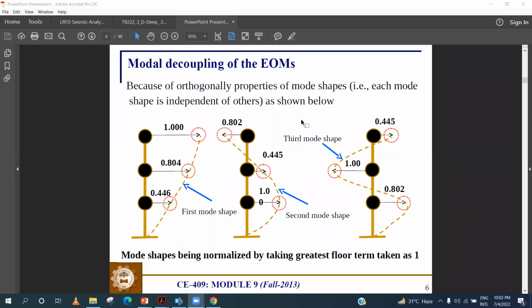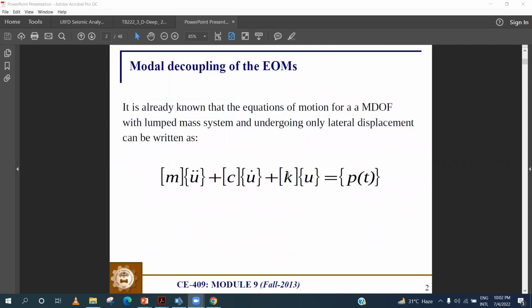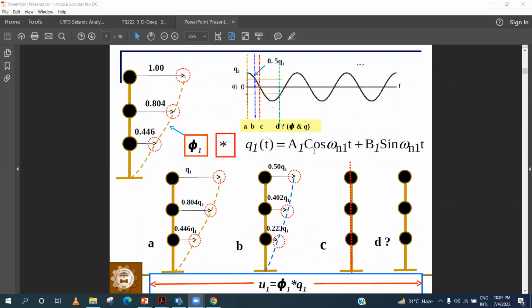So is my screen visible to you? Yes. Yes, it is. Okay. So you see, this is the typical equation for the multimode analysis. So mass matrix, damping matrix, different. It is a very complex equation, but okay.